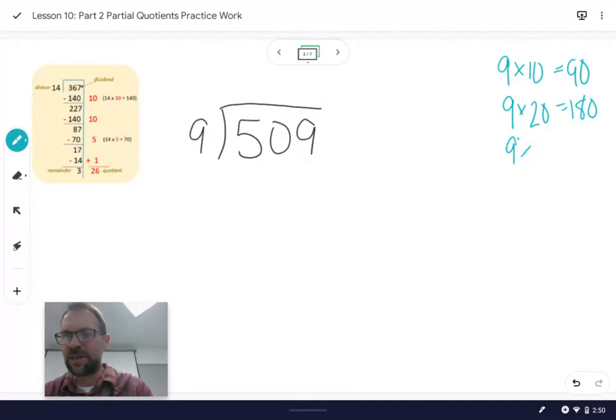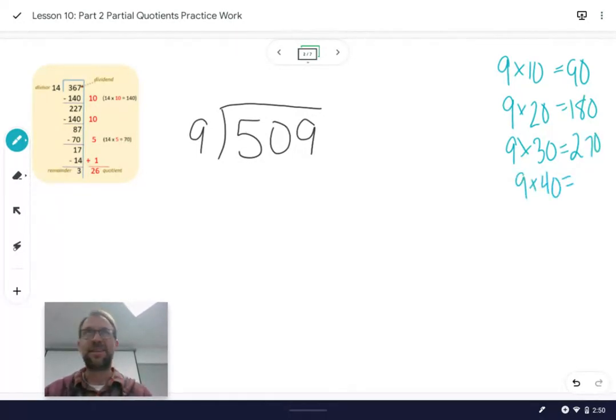So let's see here. I'm going to go 9 times 30. Let's see, that would be 9 times 3 is 27 with a 0, 270. Getting closer. How about 9 times 40? That's 9 times 4 is 36 plus a 0 is 360. Now, how about 9 times 50? That would be 9 times 5 is 45, 450. All right, now we're getting there.